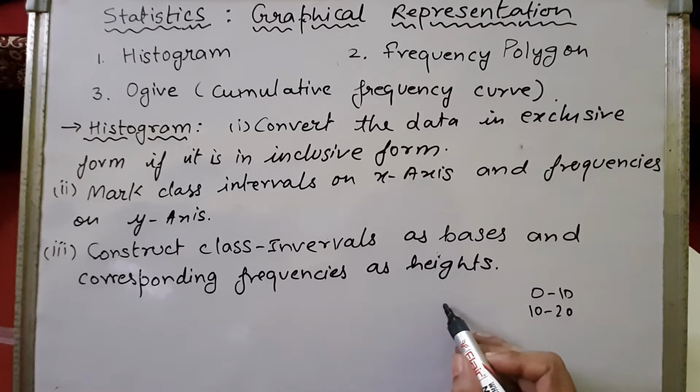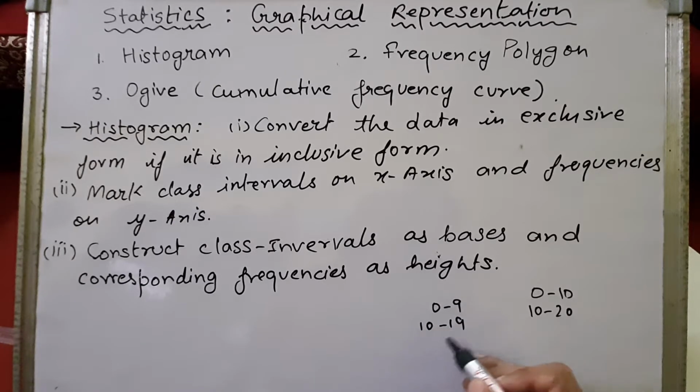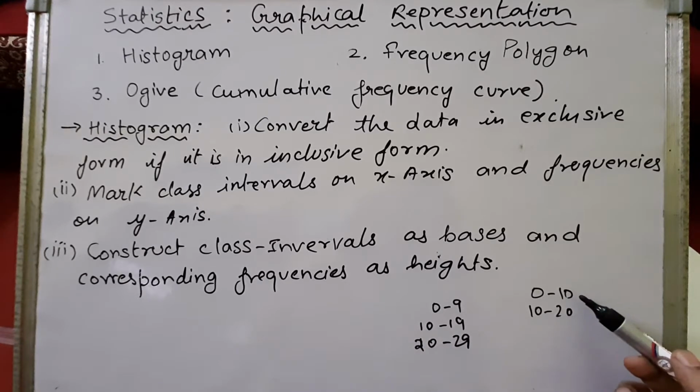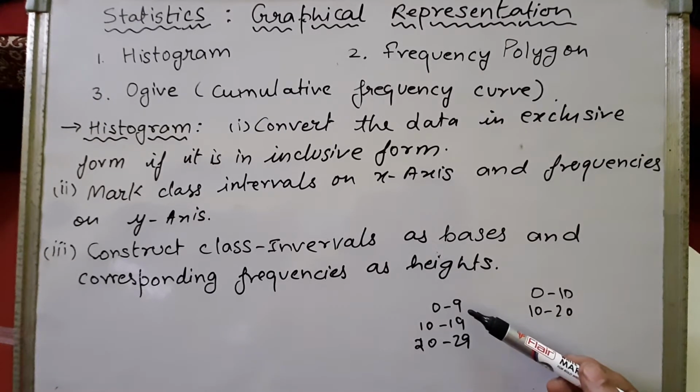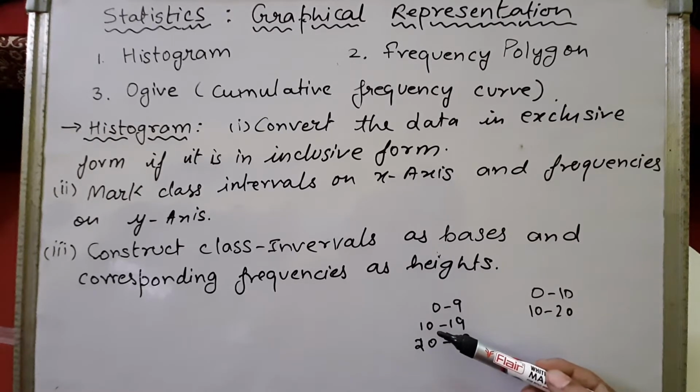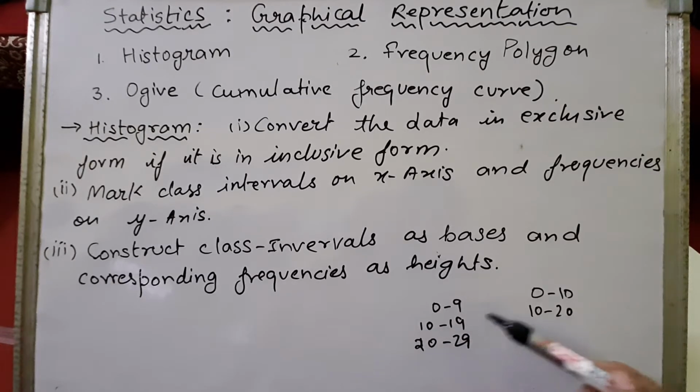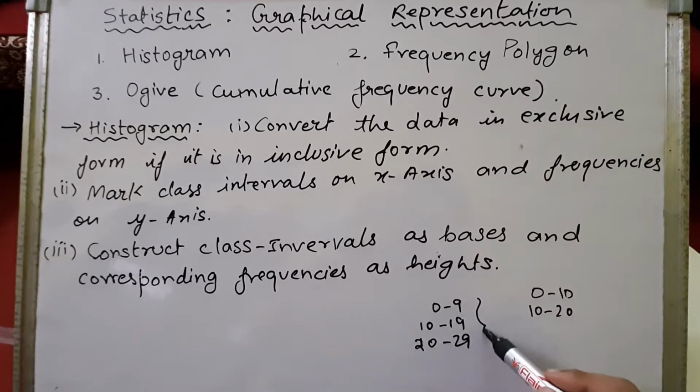And suppose the class interval is given 0 to 9, then 10 to 19, and then 20 to 29. You can see here the upper limit of the first class interval and the lower limit of the second class interval are the same in the earlier case. Whereas in this one, the upper limit of the first class interval is not equal to the lower limit of the second class interval. So we will convert this into exclusive. These intervals are called inclusive class intervals. We will convert these inclusive class intervals into exclusive class intervals.